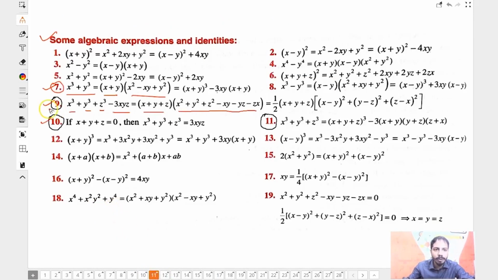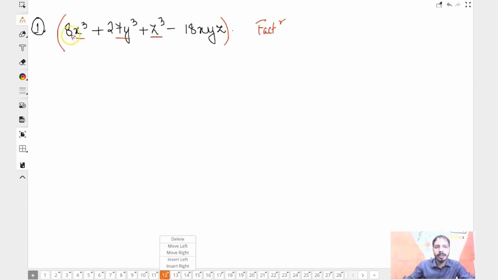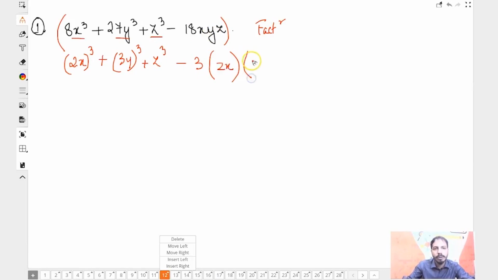So we will try to use, of course, this one. So now we will use this. 8x cube, how can I write this? I can write this as (2x) whole cube. And this I can write as (3y) whole cube plus z cube. And this minus 18xyz, let me see if I can write it as minus 3 into 2x into 3y into z. Let me see what is the value. 3 twos are 6 and 6 threes are 18. So perfectly we got it, right?